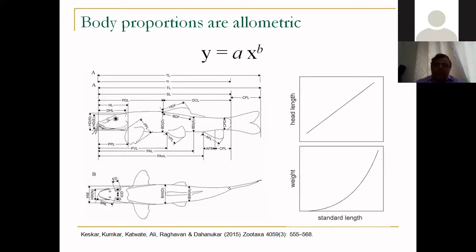So if you are living in a Euclidean geometry, the world following Euclidean geometry, we expect that when one length increases, the other length will increase in the same proportions. So the expected value of b, or the allometric exponent, will be more or less 1. This does not always apply.